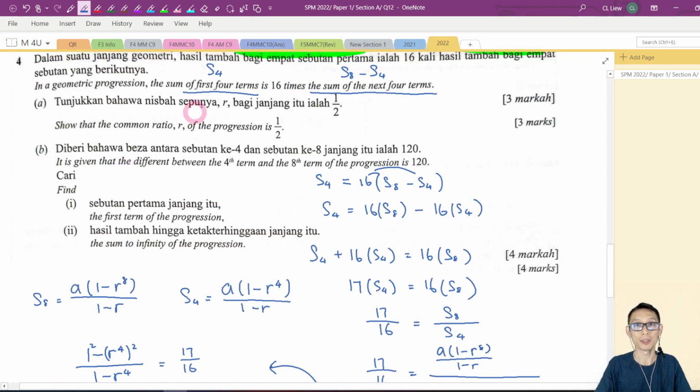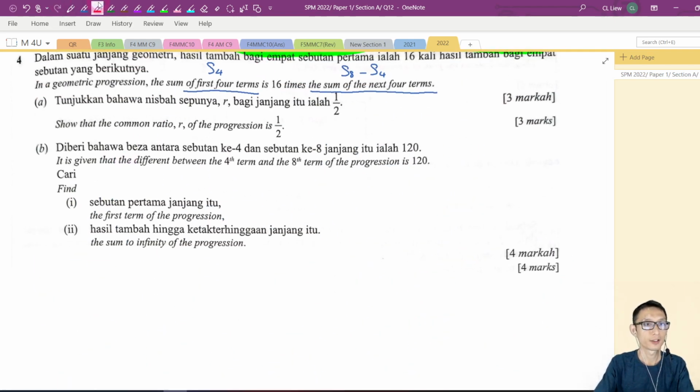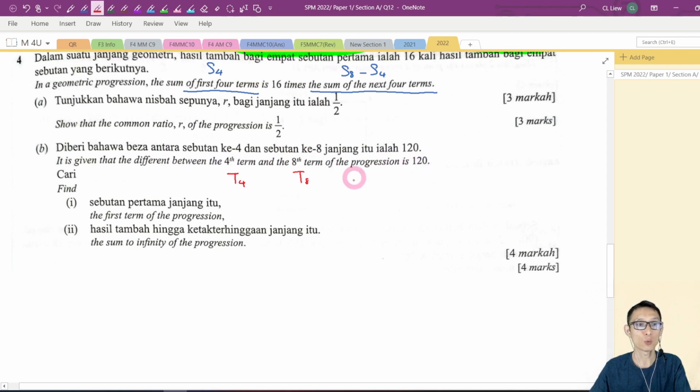Now, let's go to part B. Okay, now let's look at part B. It's given that the difference between the 4th term, this is T4, and the 8th term, T8, of the progression is 120. We want to find the first term of the progression. In my opinion, the question actually should tell you that the first term is positive or negative. I will explain to you later why do I say so. Now, if you do it this way, T8 minus T4 is equal to 120.